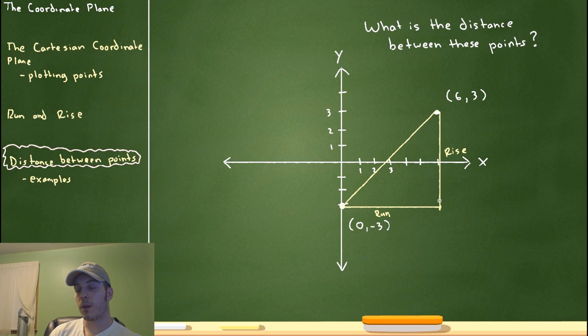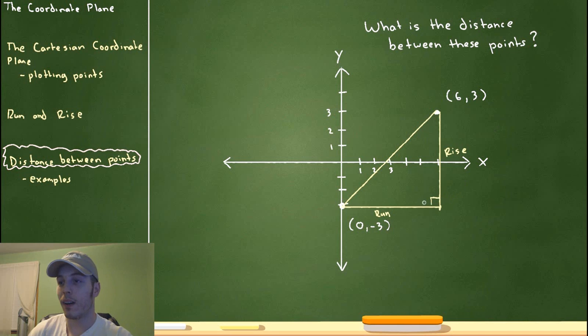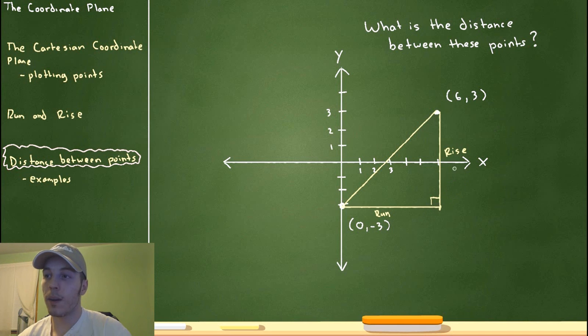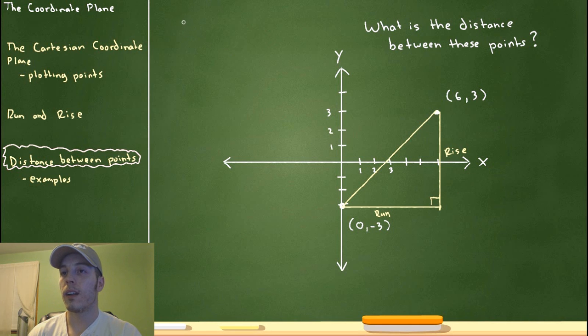Now this looks like a right triangle, right? That's because it is a right triangle. So here's our 90-degree angle. The rise is one of the legs of the right triangle. The run is another leg of the right triangle. And then our hypotenuse happens to be the distance between these 2 points. So we know a formula. We could use the Pythagorean theorem.